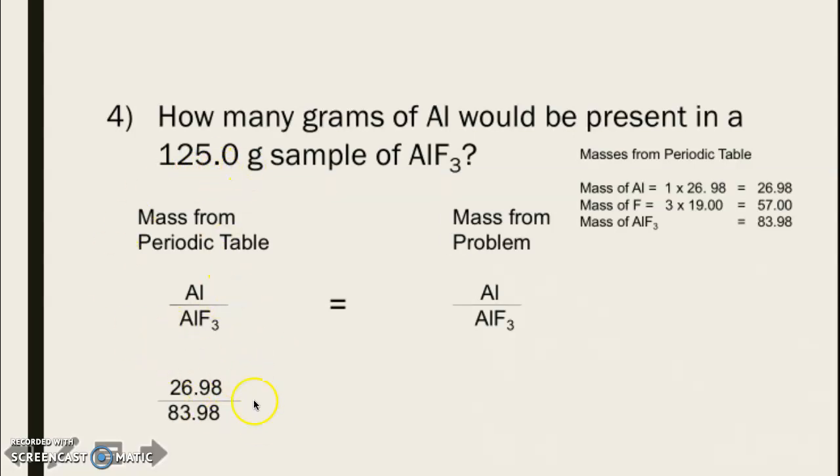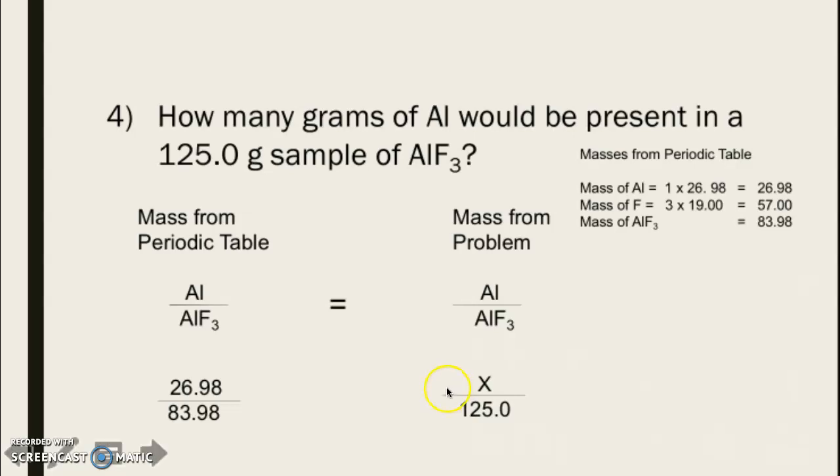So here's the mass of aluminum from the periodic table, the mass of the whole compound, which came from the periodic table, and I'm going to compare that to the mass of aluminum. That's the question mark that we had from the problem. How many grams of aluminum? Okay, so that's my x, what I'm going to be solving for. And the mass of the whole compound, of course, in the problem tells us 125.0. So we have x over 125.0. All right, so now at this point, I need to solve for x.